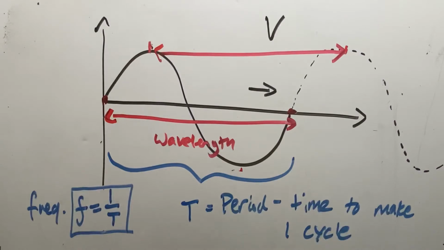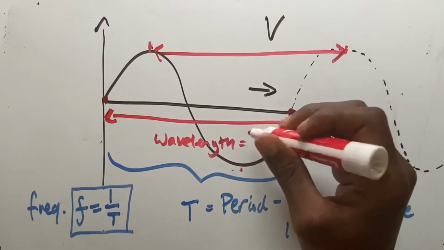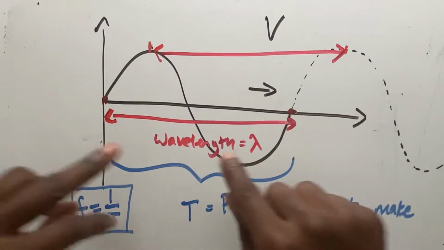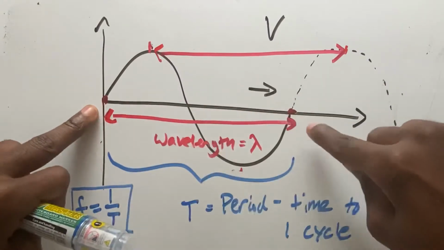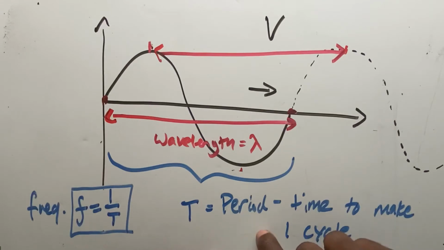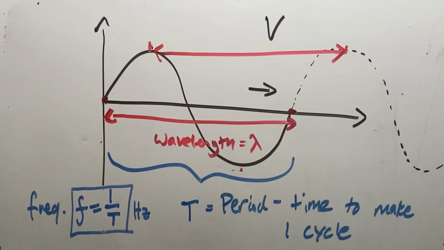Let's say you also know the wavelength. The symbol for the wavelength is a Greek letter called lambda. Wavelength is measured in meters, because it's an actual length of something. Period is measured in time, because it's time. Frequency is measured in hertz, which has a unit of 1 over time, because time's on the bottom.